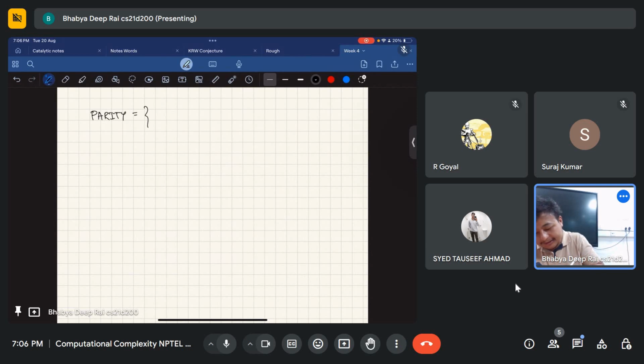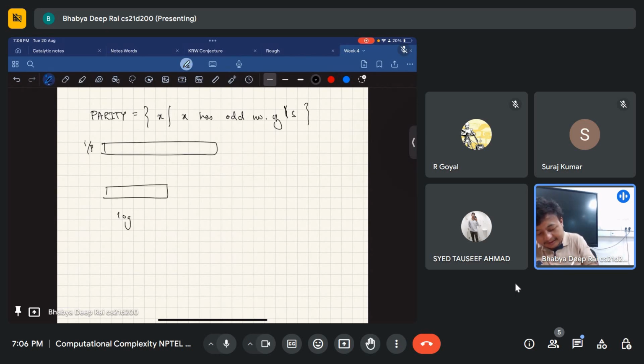Exactly. So you have an input x. x has an odd number of ones. So what do you do? You have the input here, let's say it's on the input tape, and you have the work tape, which is of order log n length. Here what you do is you initialize it to 0, 0, 0, 0. And remember, if the input is of length n, you just need log n many bits.